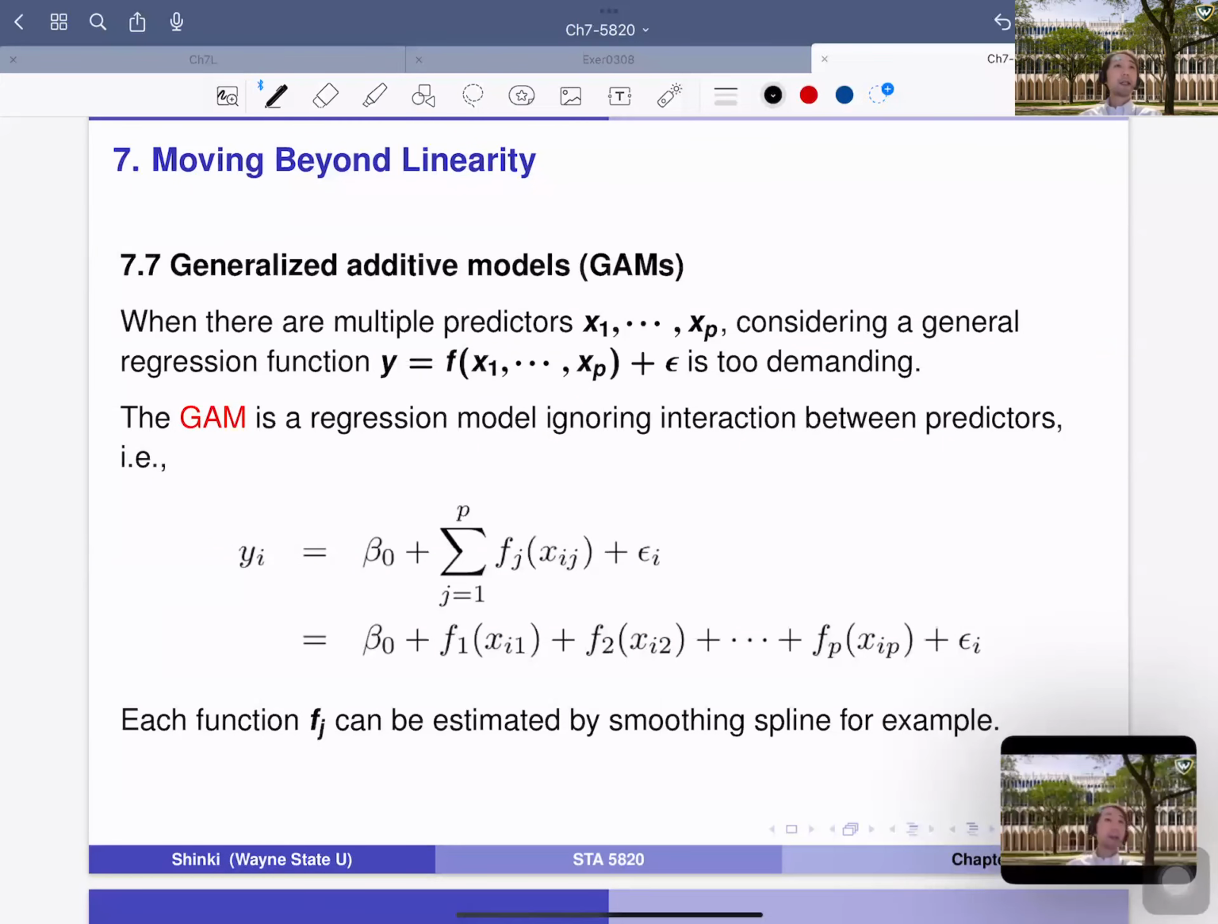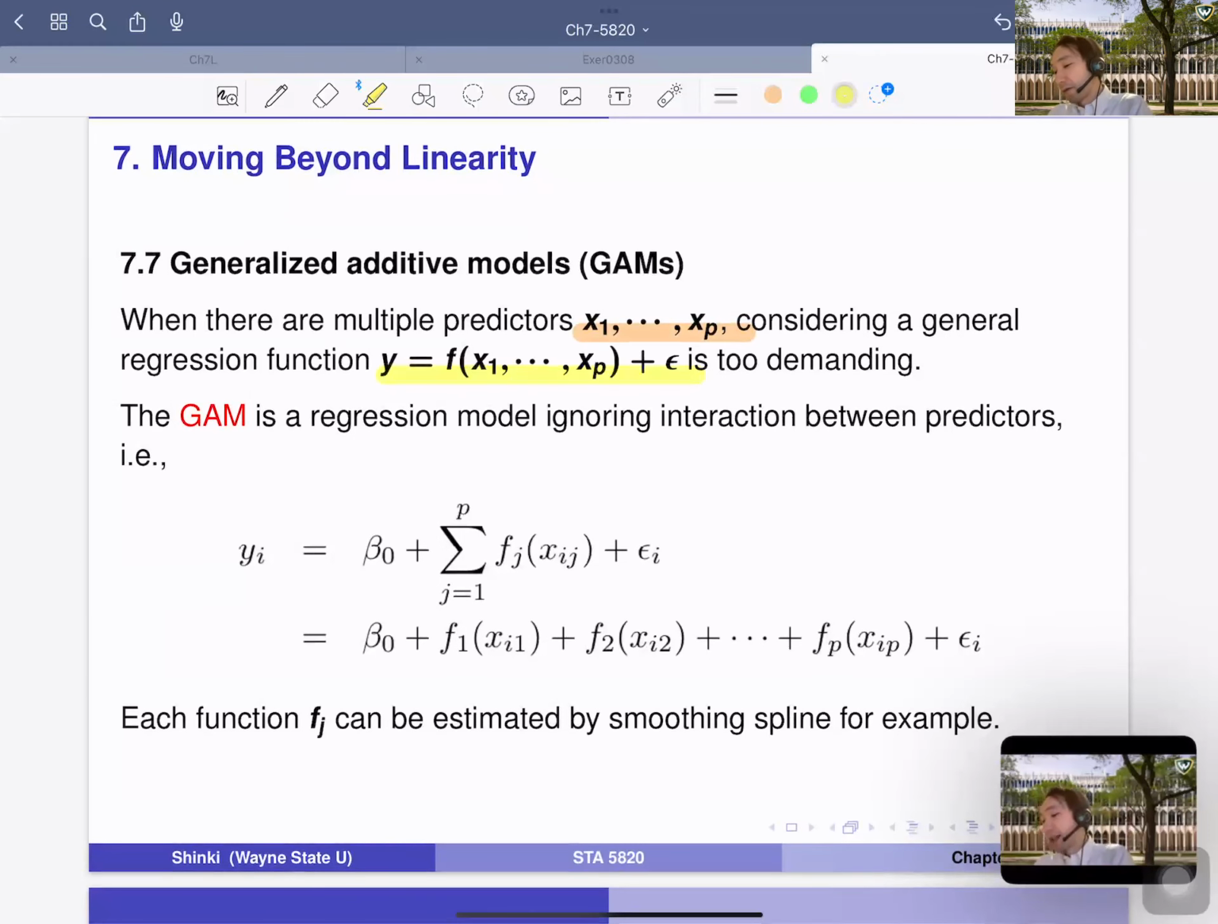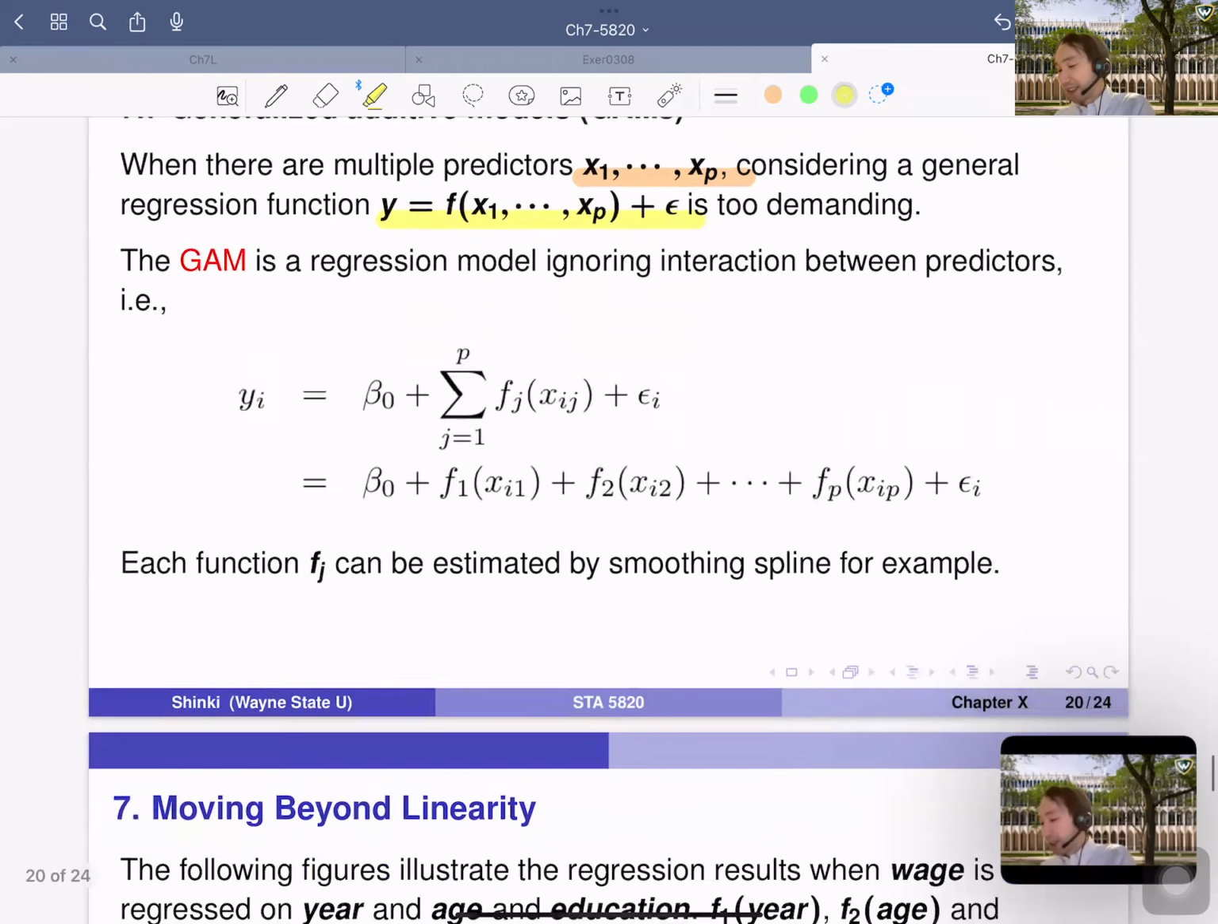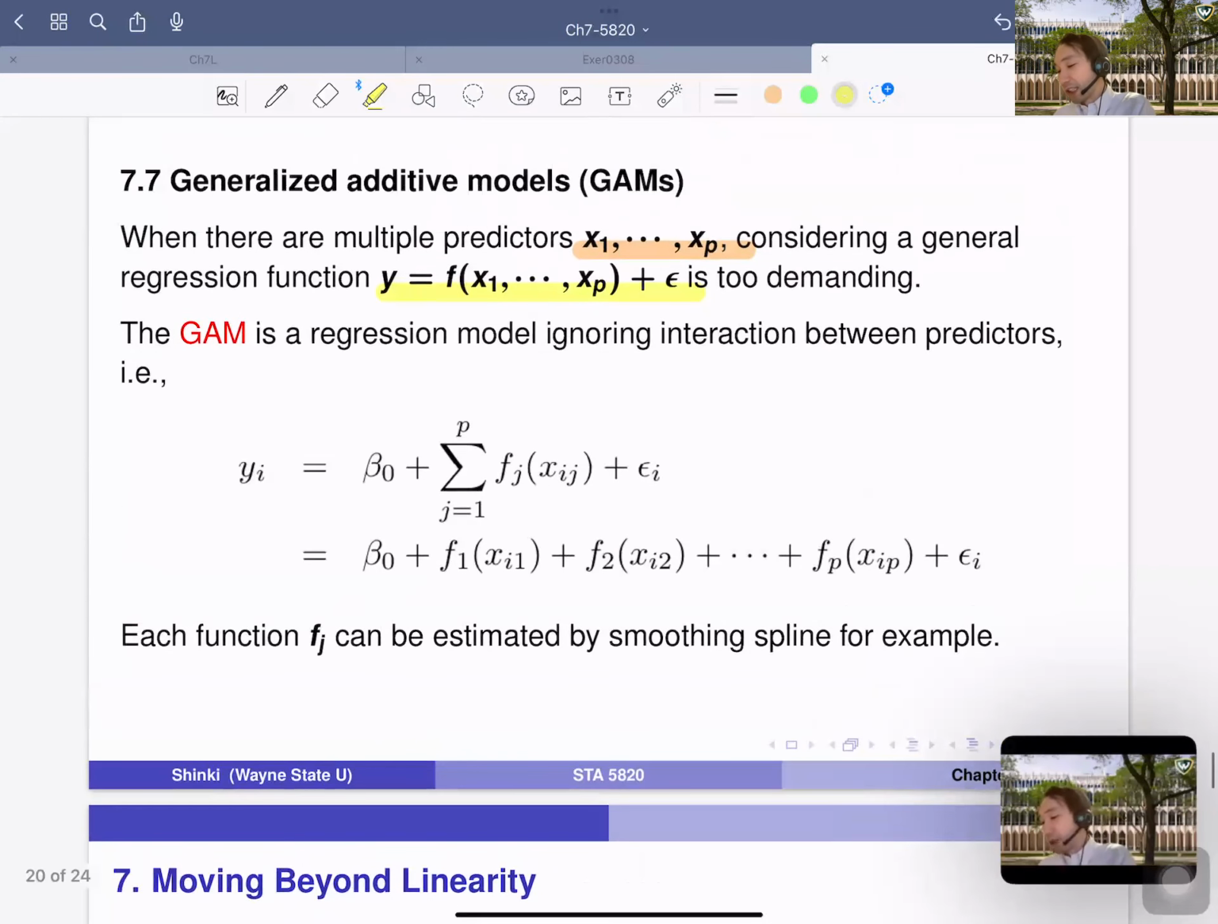And now 7.7, the generalized additive models. 7.7 is different from earlier sections because we have many predictors, x1 to xp. Generally, we can think about y as a function of x1 to xp, plus error. But this is too demanding, so we have so many possibilities. It is multidimensional, so the problem is much more difficult. The simplest way to model it is to assume that we don't have any interaction between the x i's, right?